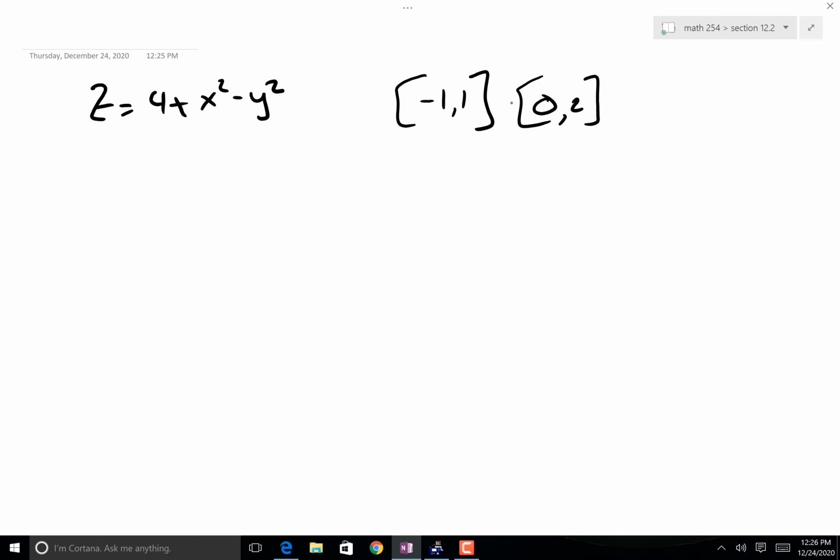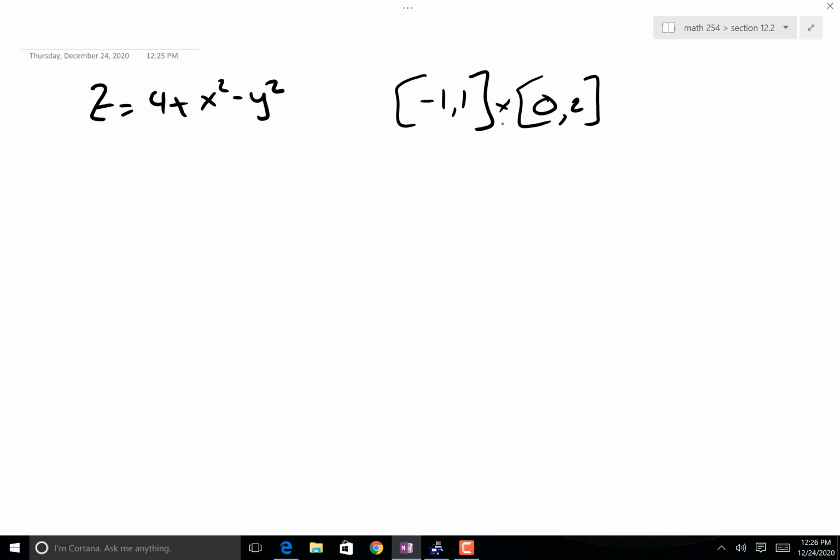Here we go. So we have a hyperbolic paraboloid. What on earth does that mean, Jay? I don't know. Let's find out. So z equals 4 plus x squared minus y squared, above the square. Okay, we're going to find the volume under this guy.